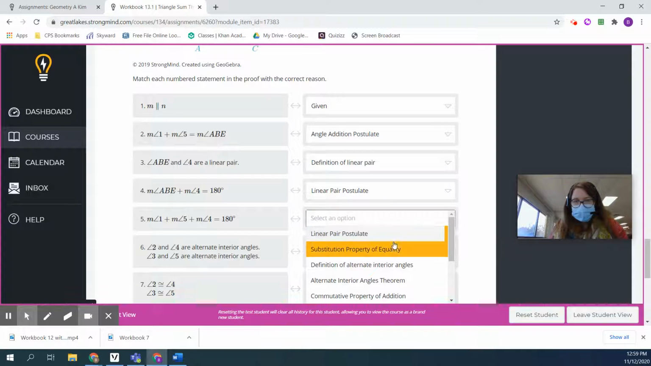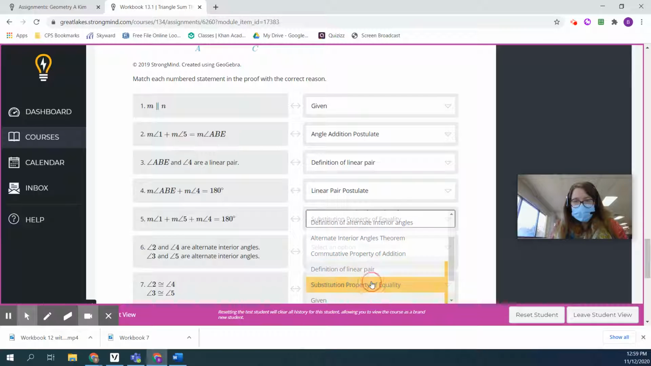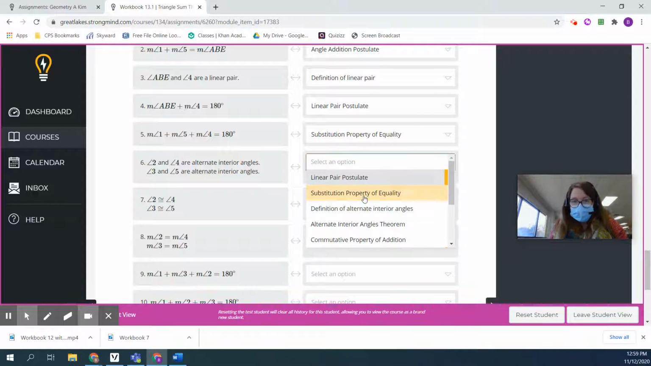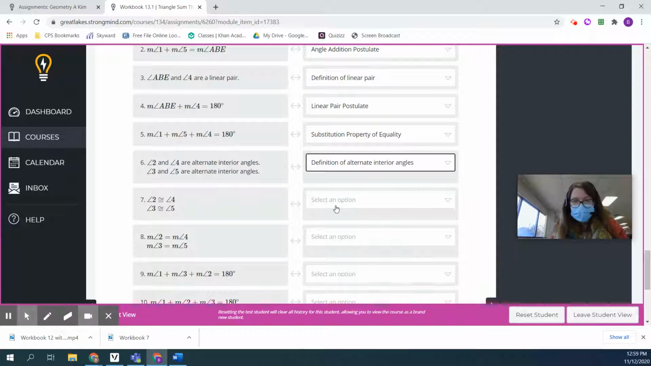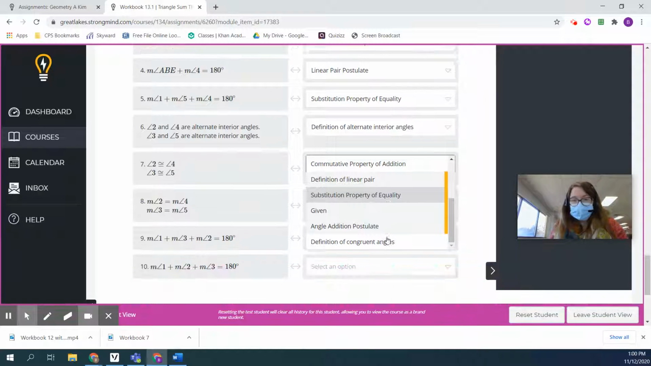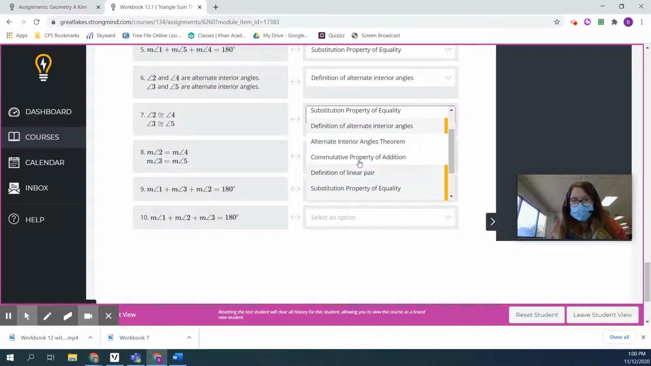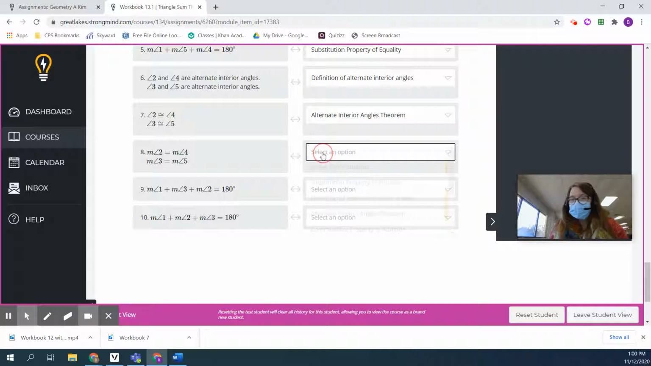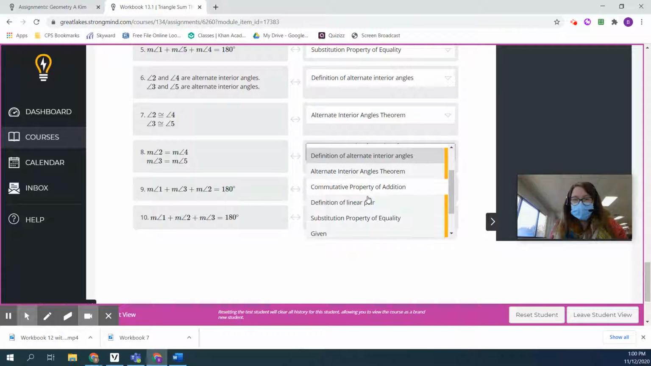So there are two substitution property of equality steps in here. Then we have that those are alternate interior angles. That's just the definition of them. It's the alternate interior angles theorem because they're alternate interior angles. And then their measures are the same, which is just the definition of congruent angles.